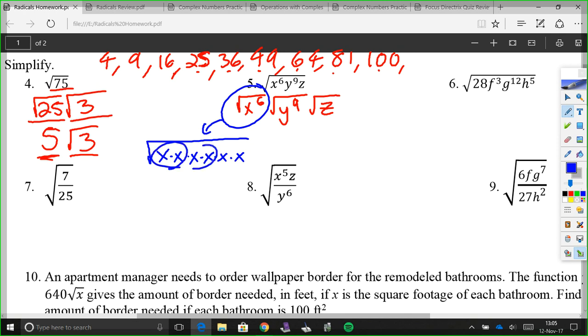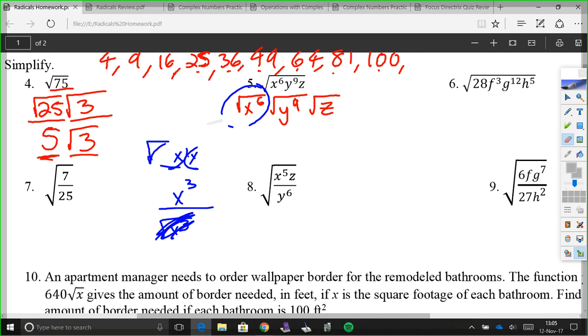So, there's a pair, and there's a pair. How many pairs did I get? I had 3 pairs, which means the square root of x to the 6th is going to be x to the 3rd. It's not the square root of x to the 3rd, it's just a plain old x to the 3rd. There are no extra x's left inside the radical that did not have a pair, so there is no square root remaining. I'll erase this, but I'll write my answer back down: the square root of x to the 6th is x to the 3rd.